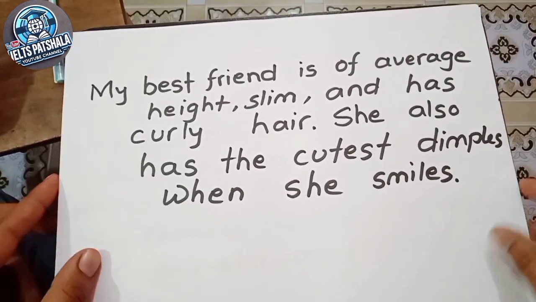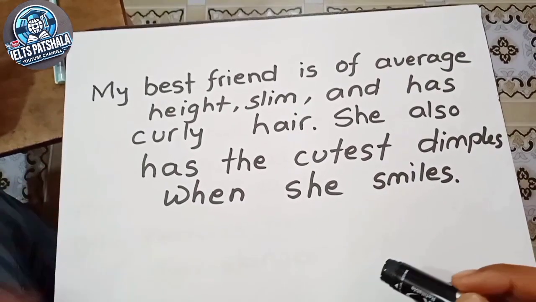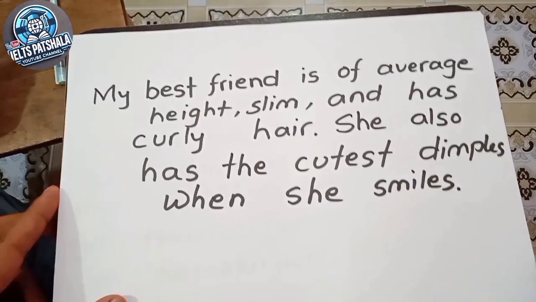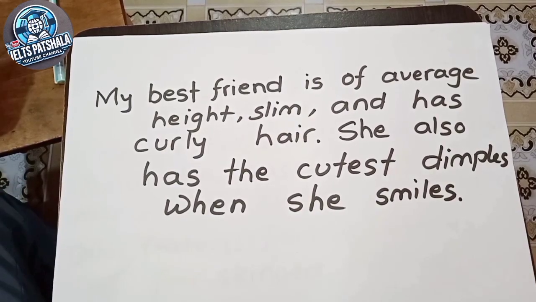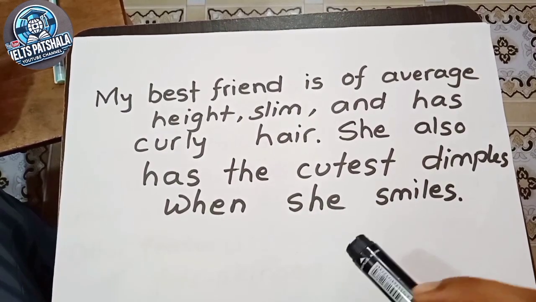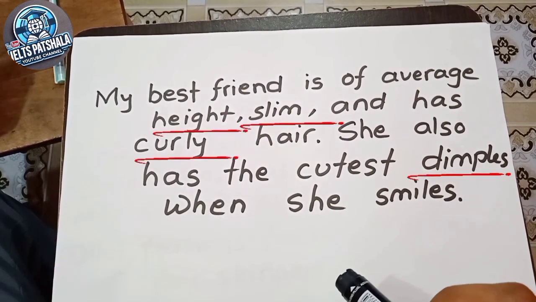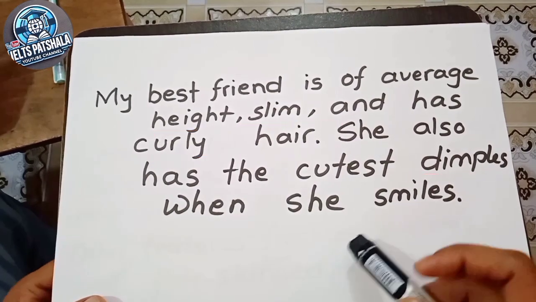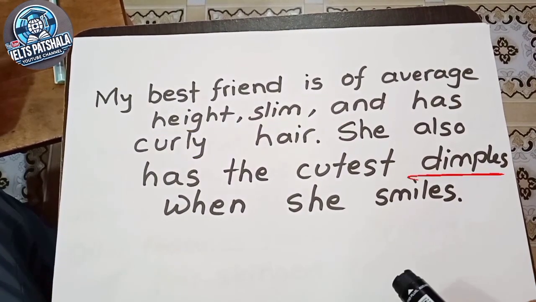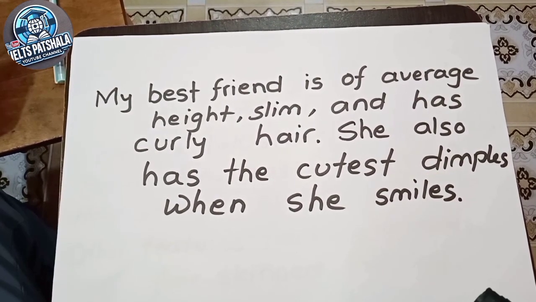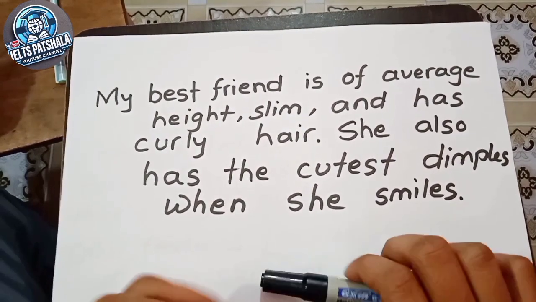Example to explain. For instance, if you were asked to describe a friend, you could say, my best friend is of average height, slim and has curly hair. She also has the cutest dimples when she smiles. This adds detail and makes your description vivid.